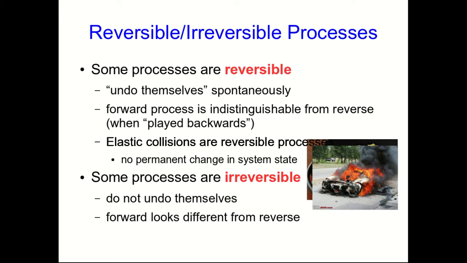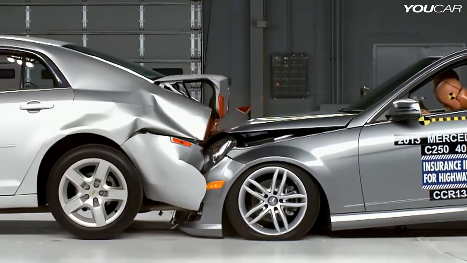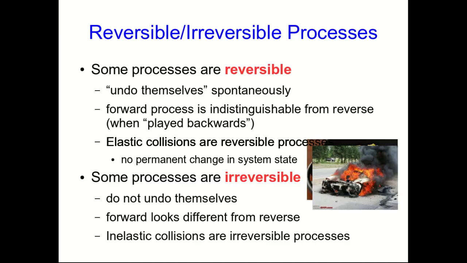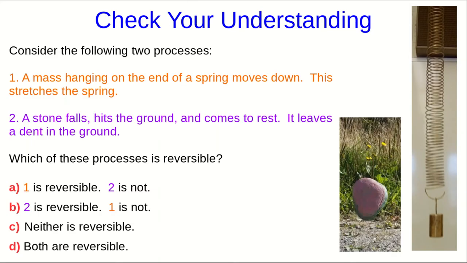For an irreversible process, the forward process looks different from its reverse. So you can tell very clearly that this video of these cars crashing is in reverse. Inelastic collisions, then, are clearly irreversible processes. This idea of understanding whether a process is reversible or not is going to be crucial to us as we go on. So let's check that you're understanding it.